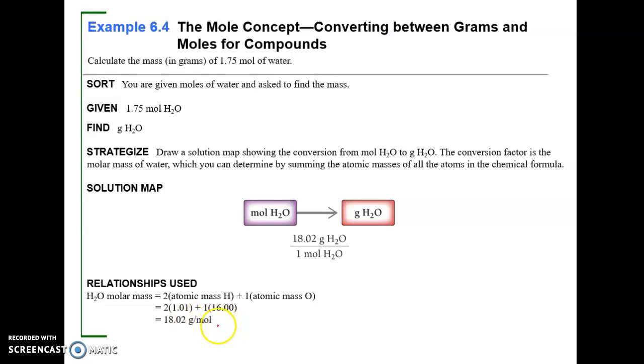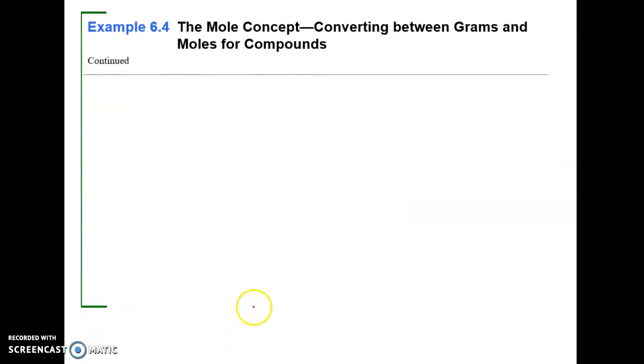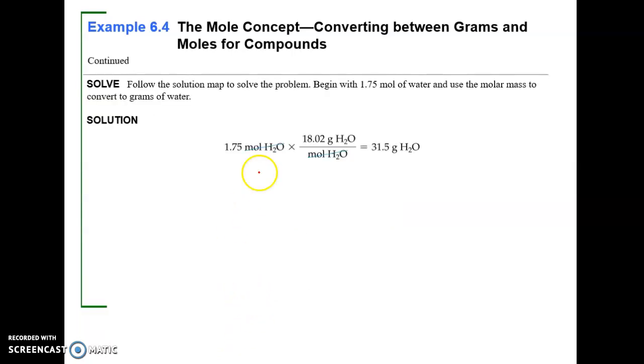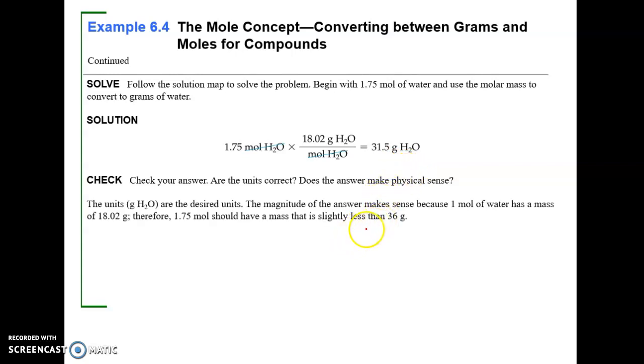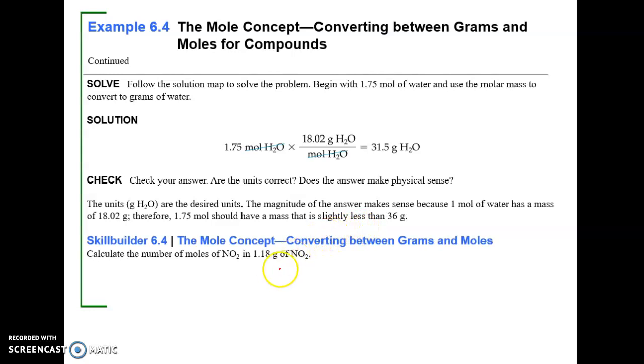Now that I have the molar mass of water, isn't it easy to get out of moles of water and into grams of water? It is, because I know that 1 mole of water has 18.02 grams. Let's look at the next slide. I start with the 1.75 moles of water. I'm going to use the molar mass of water, which is just the masses of 2 hydrogens and an oxygen added up together. You calculate that out, and you get 31.5 grams of water. Yes, this does make sense. Let's try another one.